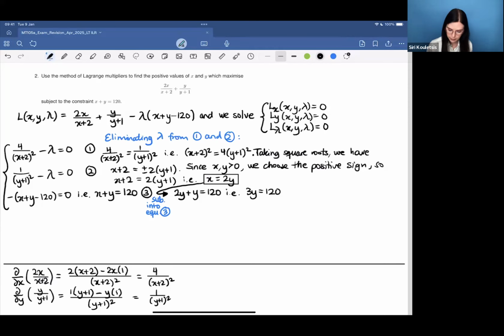And so 3y is 20, and so the value of y that maximizes the above expression subject to the constraint we have been given is 40. And now we use the expression we found above, that x equals 2y. So x equals 2 times 40. In other words, x equals 80.